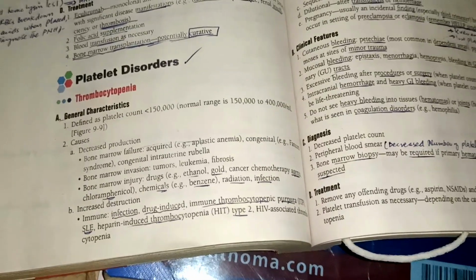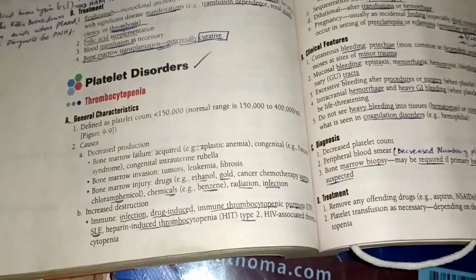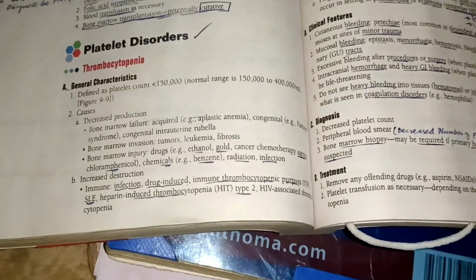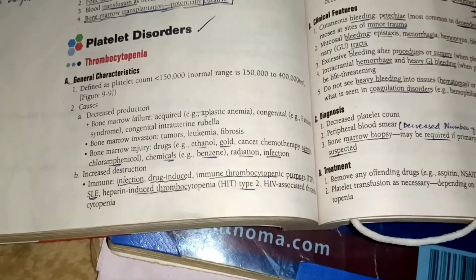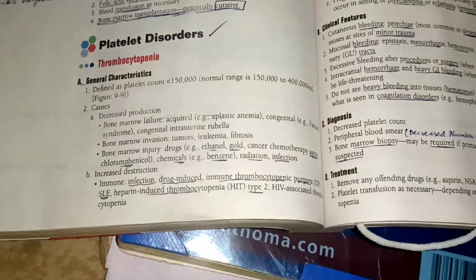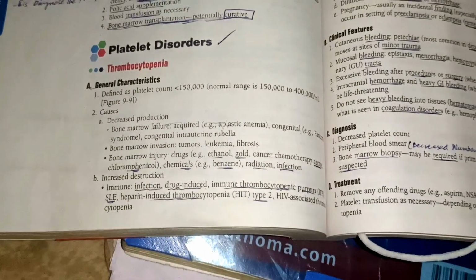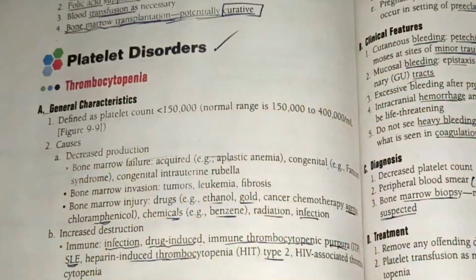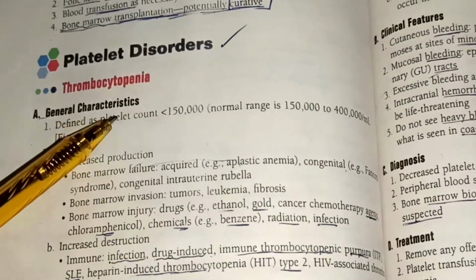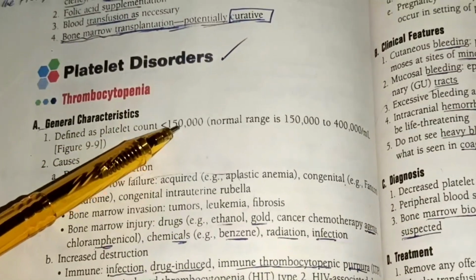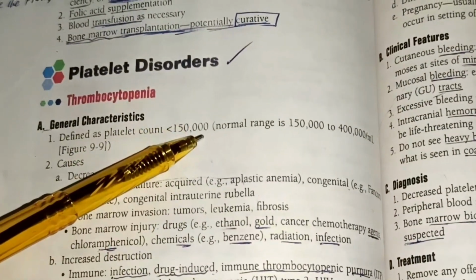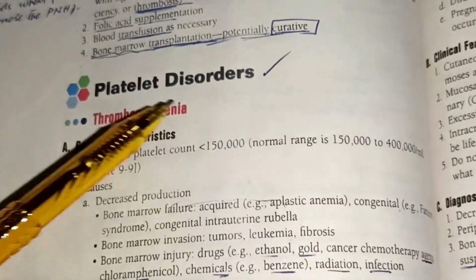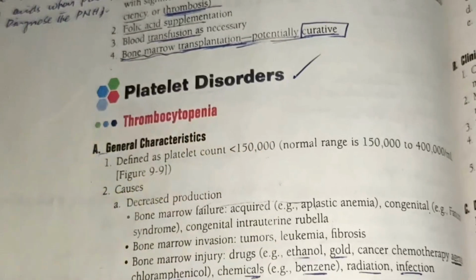So in this video I'm going to talk about thrombocytopenia, which is the first platelet disorder. I'm going to define thrombocytopenia, the causes of thrombocytopenia, the signs and symptoms of thrombocytopenia, and the diagnosis and treatment of thrombocytopenia. Thrombocytopenia is defined as a platelet count of less than 1,50,000. The normal platelet count is 1,50,000 to 4 lakh per ml of blood.